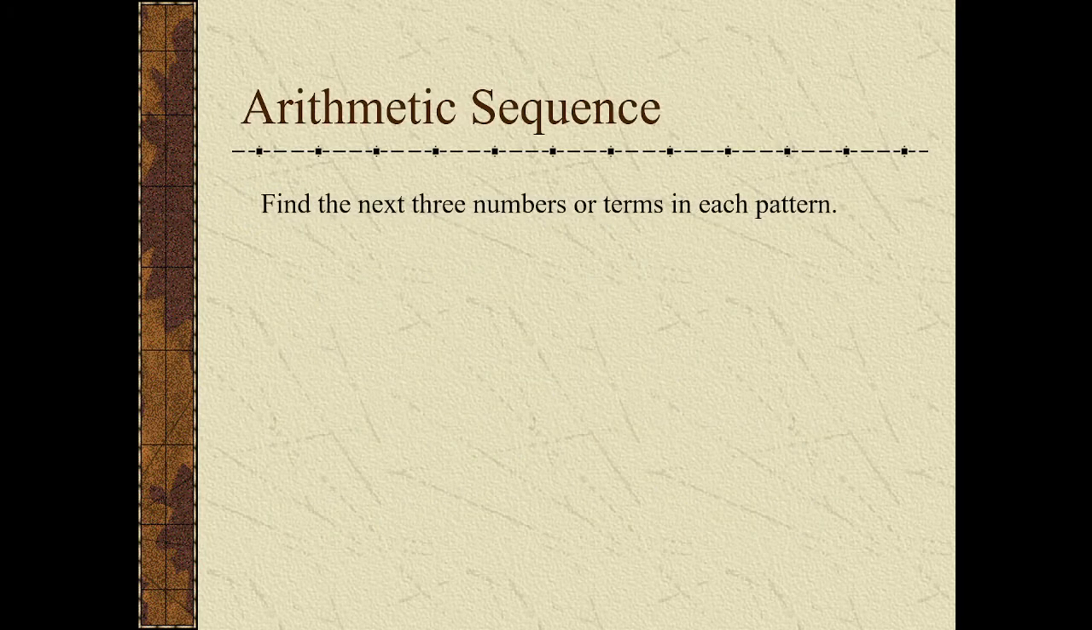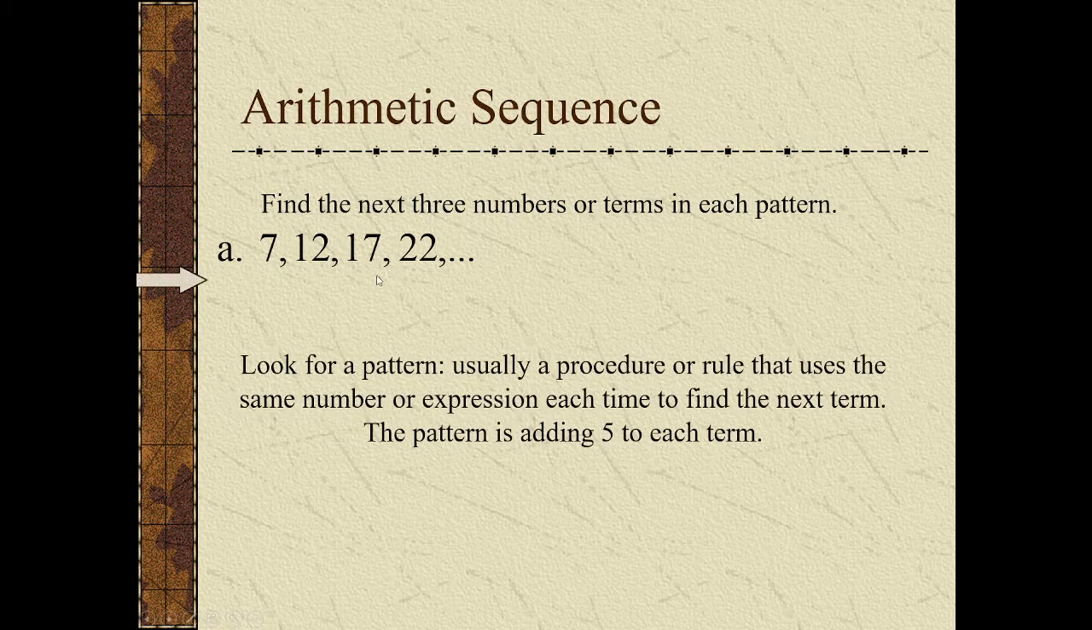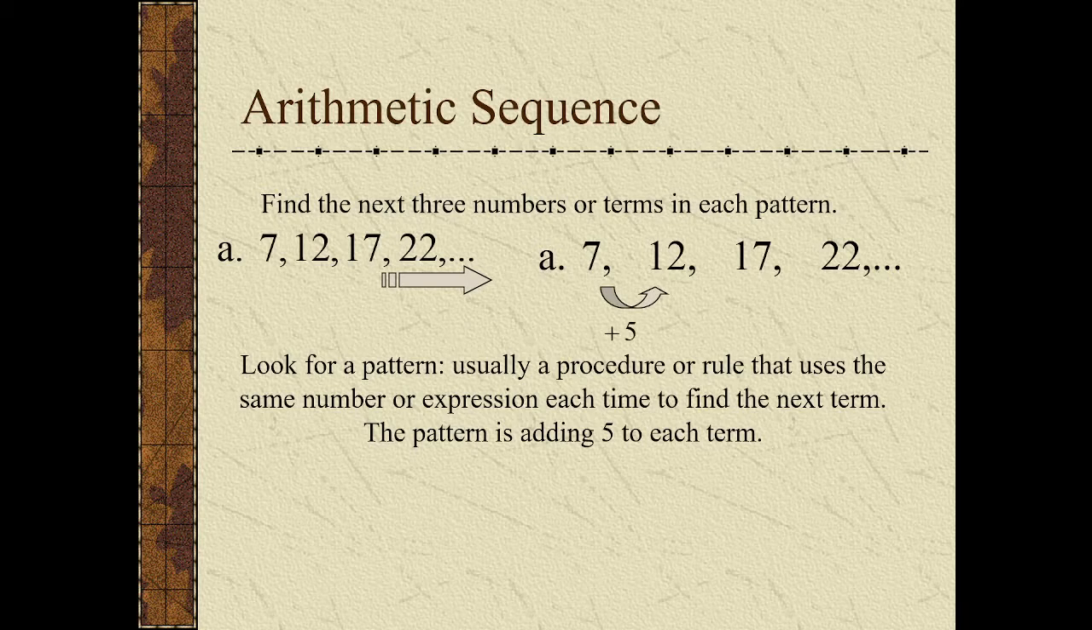O, maunay example, 7, 12, 17, 22, pili gi-add nato dira. Pila may gi-add sa 7 to get 12? Plus 5. Kabantay mo? Ato i-check ha. Look at the pattern. Plus 5. Plus 5. 17 plus 5, 22. Mo ni gitawag natog arithmetic sequence. So meaning, unsa may next 3 terms ani?